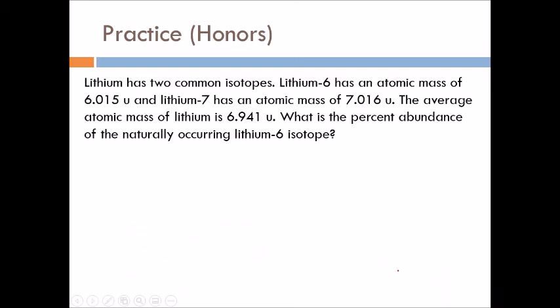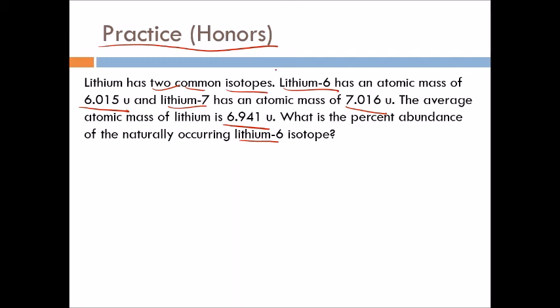Now for the fun challenge problem. This is the honors practice problem because this one's the more challenging one. So try to stick with me. If you need to go back over it, I am recording this and it will be on YouTube so you can watch it if you need to go through the steps again. Lithium has two common isotopes. Lithium 6 has an atomic mass of 6.015 U. Lithium 7 has an atomic mass of 7.016 U. The average atomic mass of lithium is 6.941. What is the percent abundance of naturally occurring lithium 6?